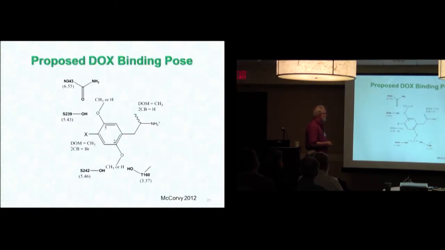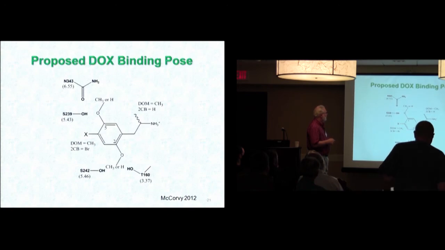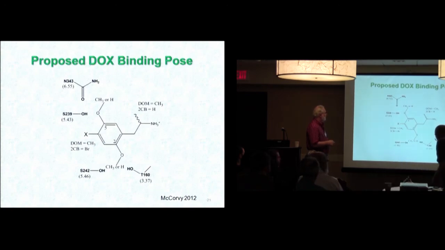So in terms of how these bind, we think it's something like this. Serine 239 hydrogen bonds to this 5-methoxy, or oxygen, in the 2,5-dimethoxy compounds, the DOM, or 2CB, or DOB, where this X is a methyl or halogen. This asparagine, we have not figured out what's going on completely, but we think it may hydrogen bond either to the 5-methoxy or to the serine 239, but it's involved in some way in engaging the top of the molecule.